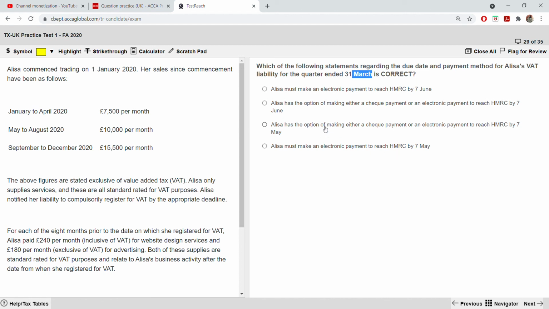So if you see, all these are options. This second and the third options are out. You don't have an option, first of all. And the first and the fourth one are in the options. So the only difference is the date. This is 7th June, this is 7th May. Rest all is correct. You have to make an electronic payment only. But what is the date? Is it 7th June or 7th May? It is 7th, that is also correct. But the month, June or May, it is May.